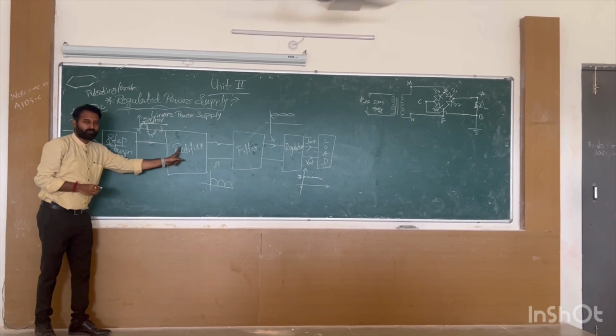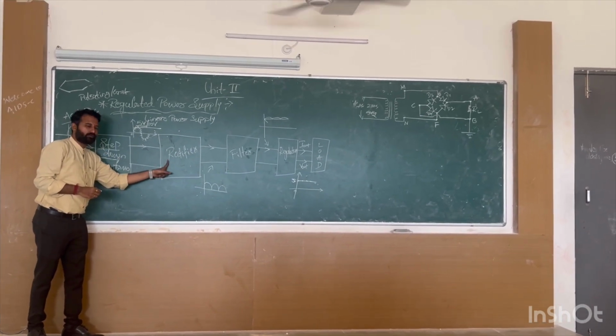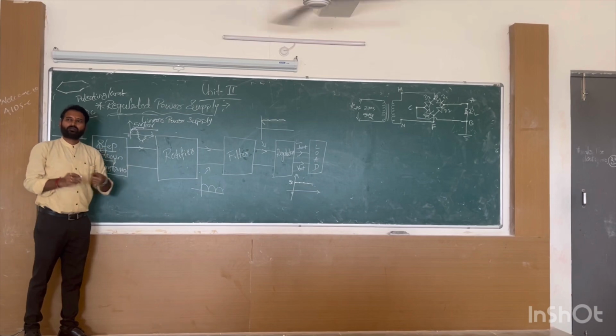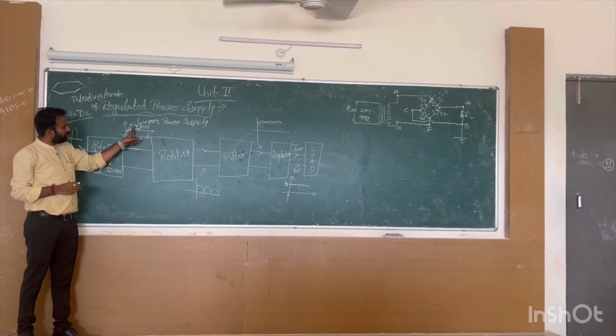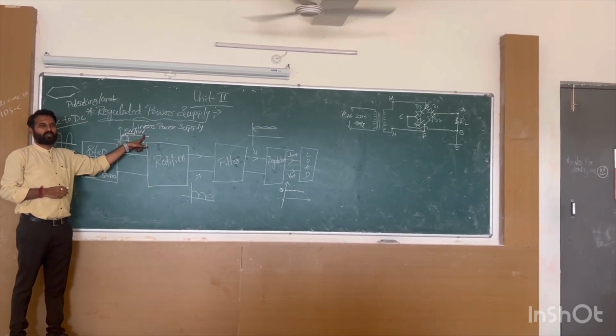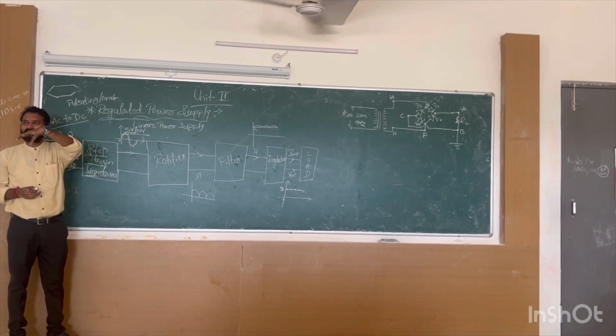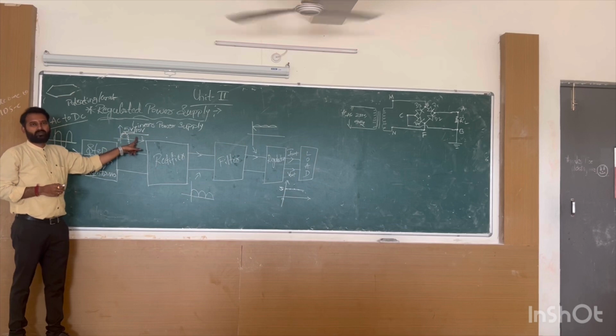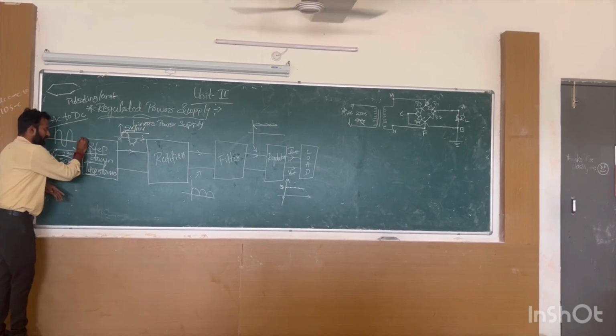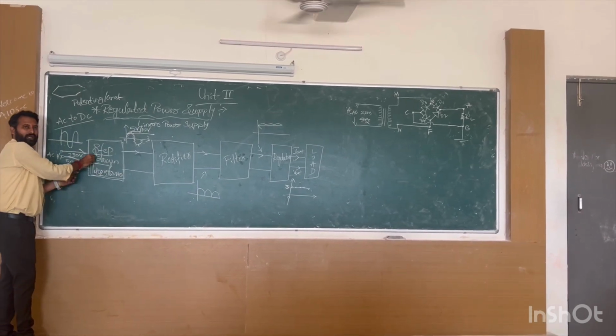I will tell you why we need only 5 volt. Because the further components, the rectifier and filter, will withstand only 5 volt or 10 volt. Withstand means the maximum voltage they can withstand is 5 volt. Understandable? That's why we are using a step down transformer.